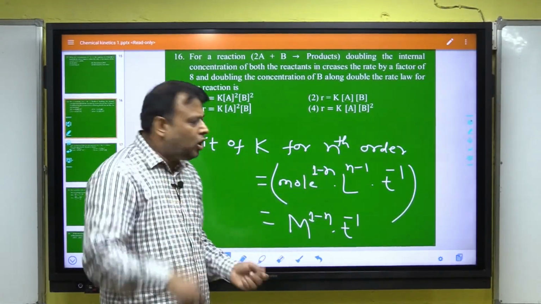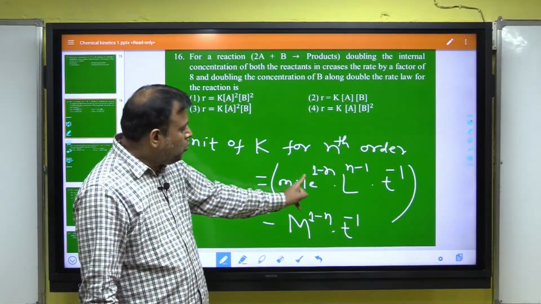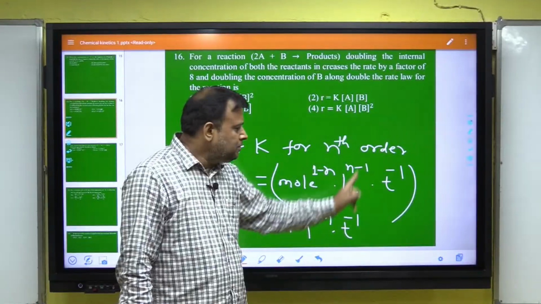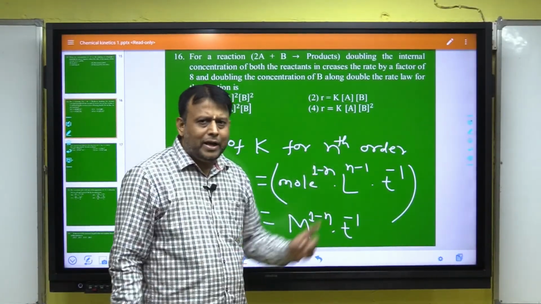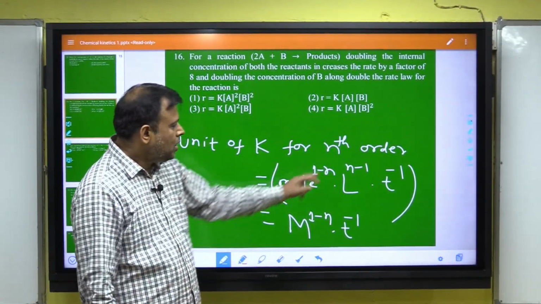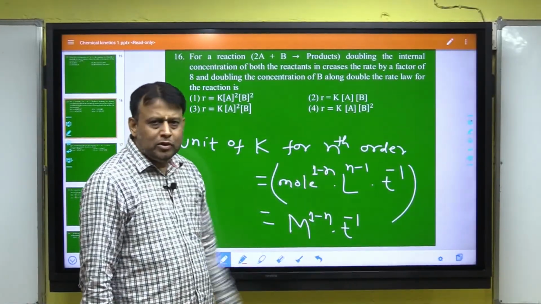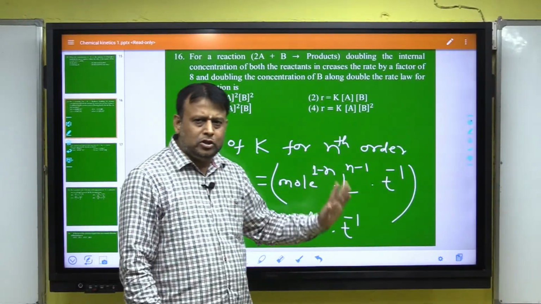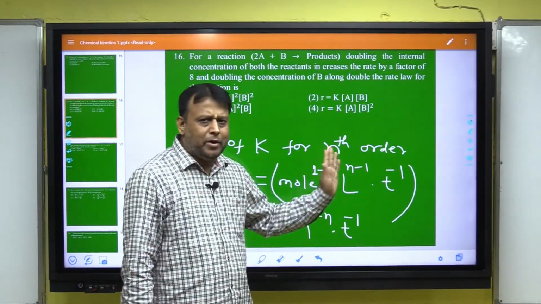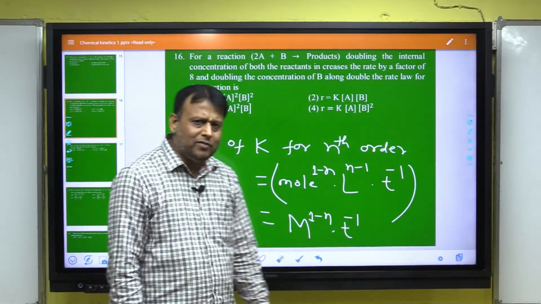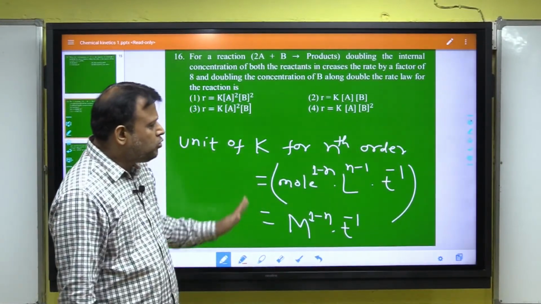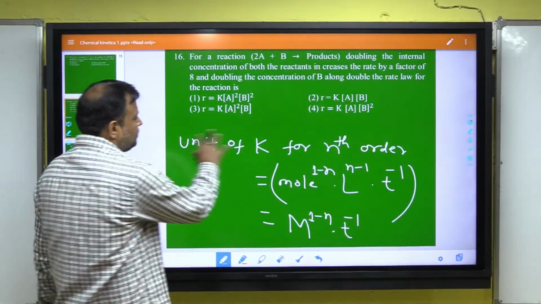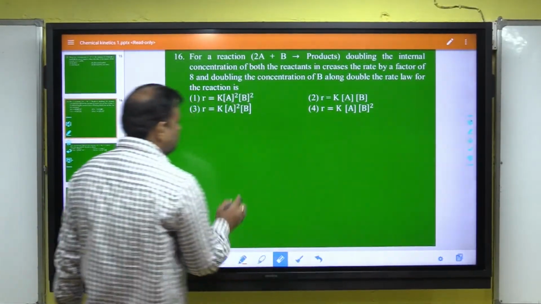In case of 0 order, n will be 0. So mole to the power 1 minus 0, which is 1, liter to the power 0 minus 1, which is minus 1, time inverse: mole per liter per time. In case of first order, n is 1, 1 minus 1 is 0, mole to the power 0 is 1, liter to the power 1 minus 1 is 0, L to the power 0 is 1, and hence unit of K is time inverse. Clear? It is the unit of K for nth order. Write down.